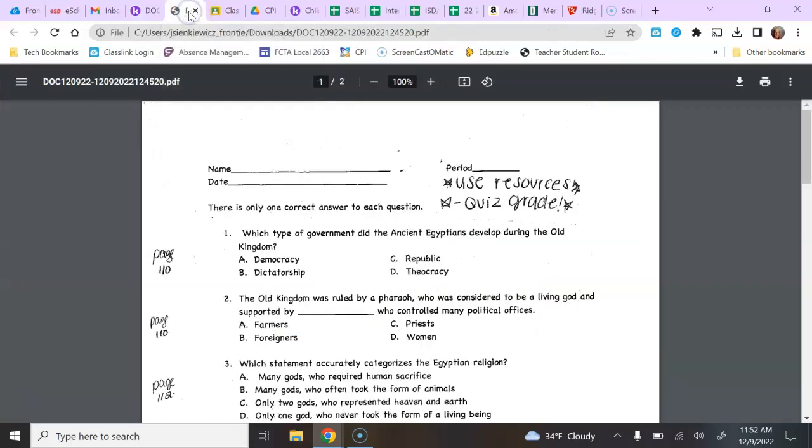So for question number 1, what type of government did the ancient Egyptians develop during the Old Kingdom? Democracy, dictatorship, republic, or theocracy? Okay, so let's go to question number 2. The answer for this will also be found on page 110. The Old Kingdom was ruled by a pharaoh who was considered to be a living god and supported by blank who controlled many political offices: farmers, foreigners, priests, and women.